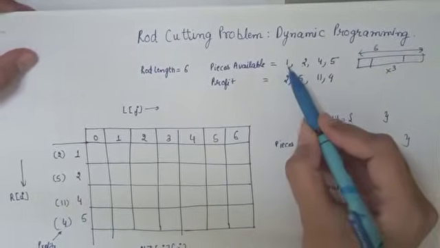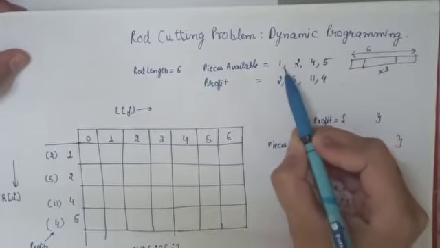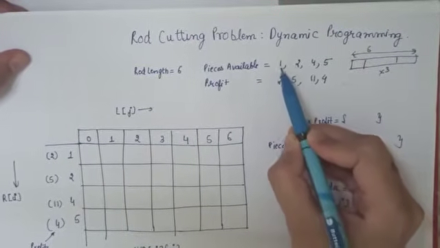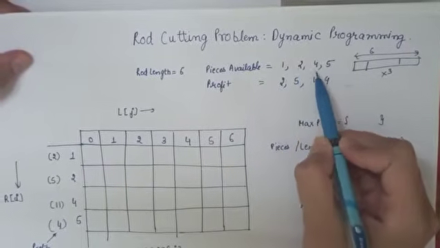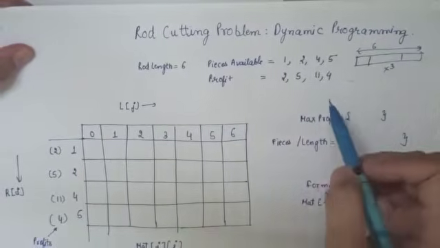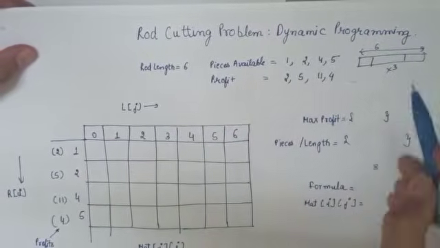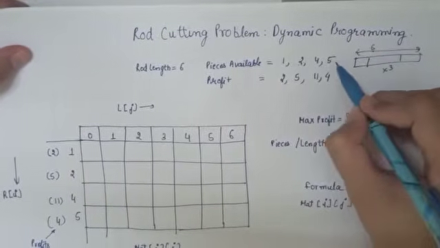And with each piece there is a profit associated with it. Like with the rod of length 1, the profit associated is 2. Same way with 2, 5, and this way with 4, 11 and 5, 4. So how can we cut a given rod of length 6 into pieces whose lengths are available with us?